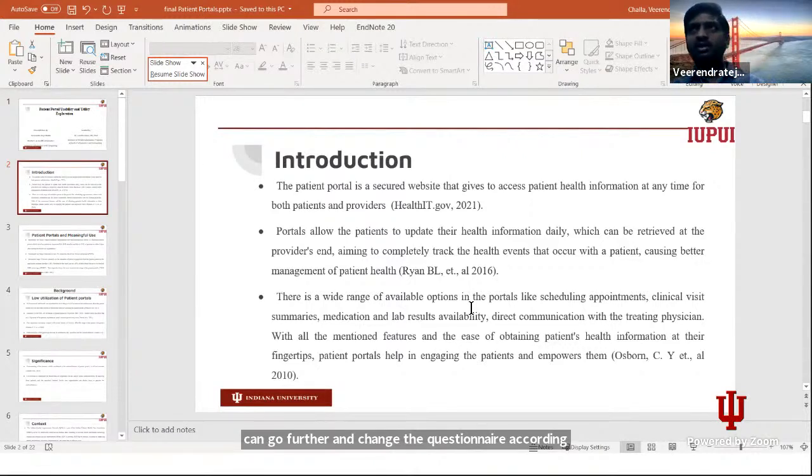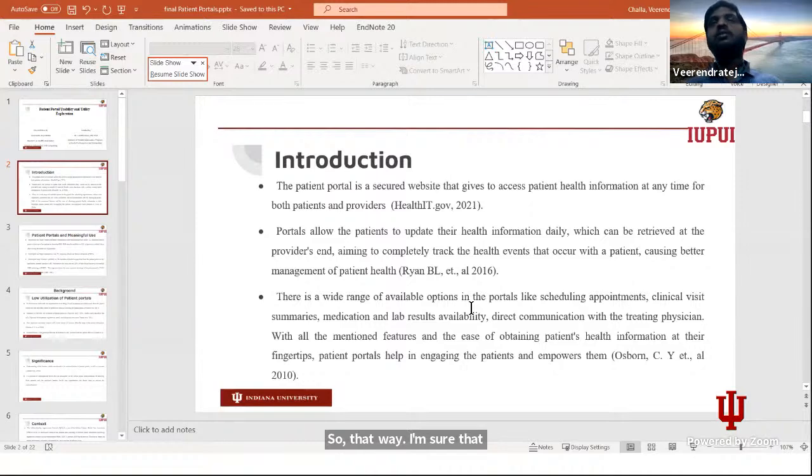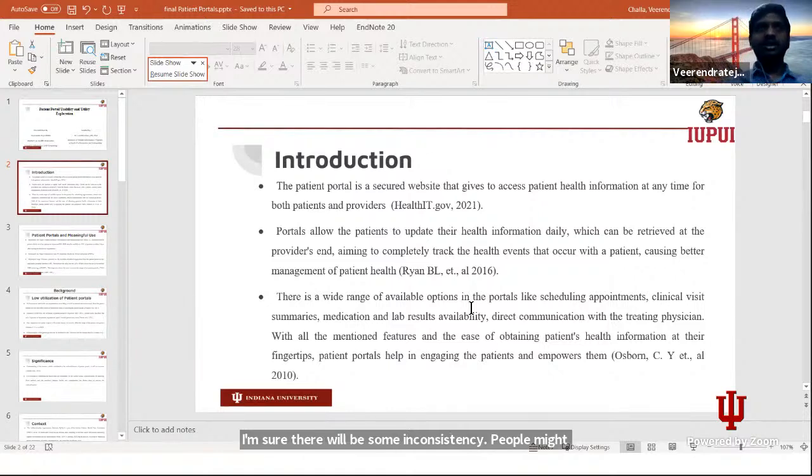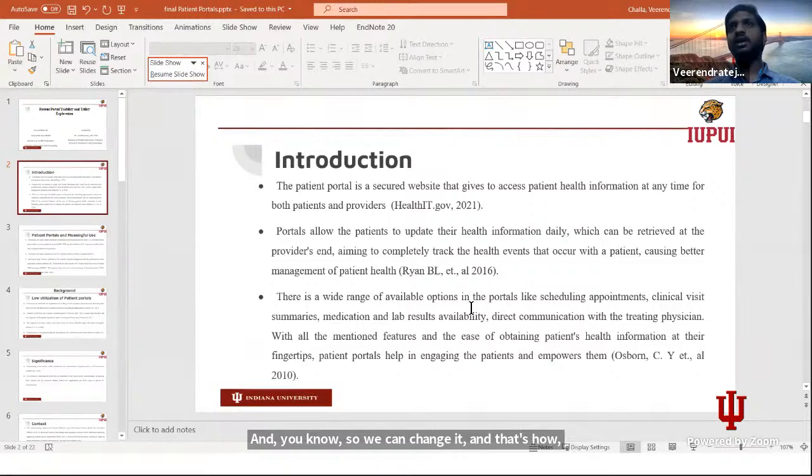To get to these 10 questions, the questionnaire has gone through several changes. Even these 10 questions, when they go to the pilot survey, I'm sure there will be some inconsistency. People might feel that certain questions are not very good or irrelevant, so we can change them, and a modified survey will come, and a whole new survey can be launched to understand the real barriers, the minimum barriers which really impact the patient portal.